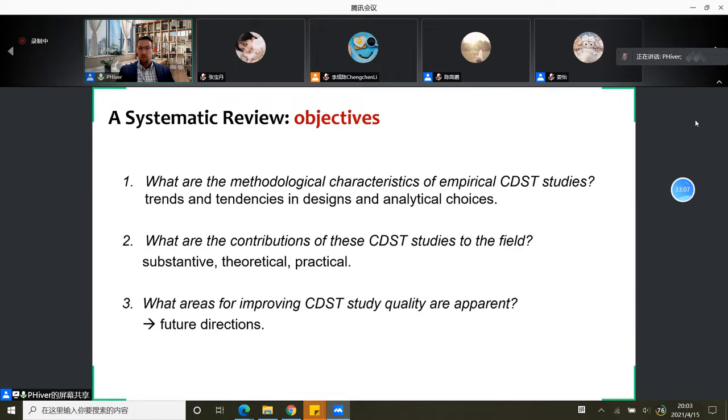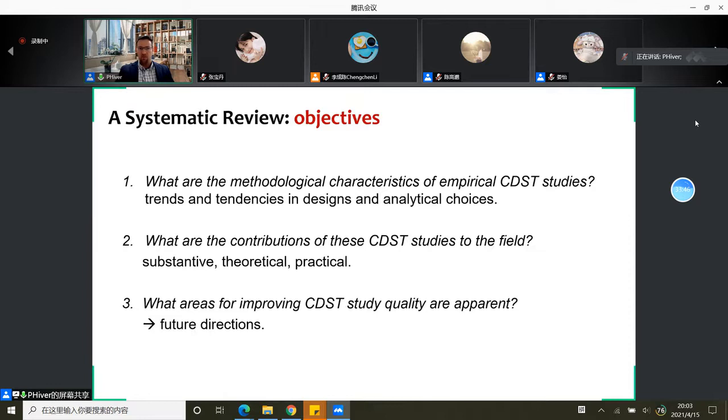So let me introduce a very brief systematic review that we conducted. And these are the questions we were interested in answering through this project. We were obviously interested in the methodological characteristics of previous complexity theory studies. We wanted to note the trends and the tendencies in the designs of these previous studies. We were also interested in the substantive contributions. And finally, we wanted to know if there were any limitations, any areas for improving study quality.